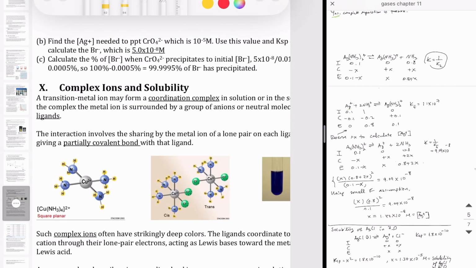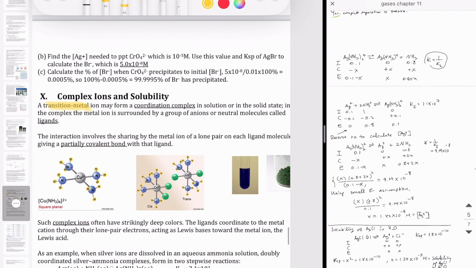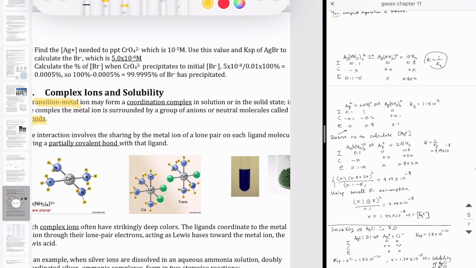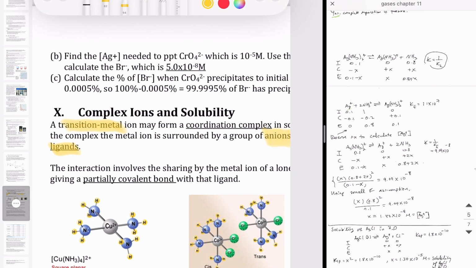A complex ion is just a transition metal ion that is forming what we call a coordination complex with other molecules that are called ligands. These ligands are either anions or neutral molecules that have free lone pair electrons. A transition metal has a high positive charge, for example, iron 3 plus, manganese 4 plus, cobalt 3 plus. All of these transition metal ions are small and they have a lot of positive charge on them. So they need electrons to neutralize those positive charges, and that's what the ligands provide.